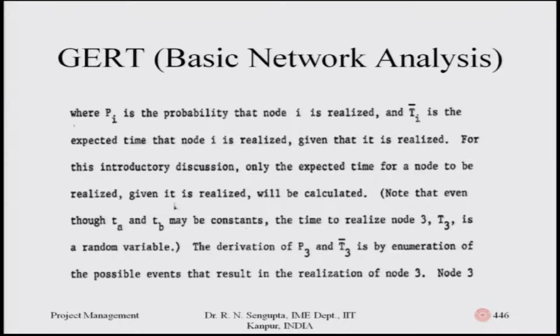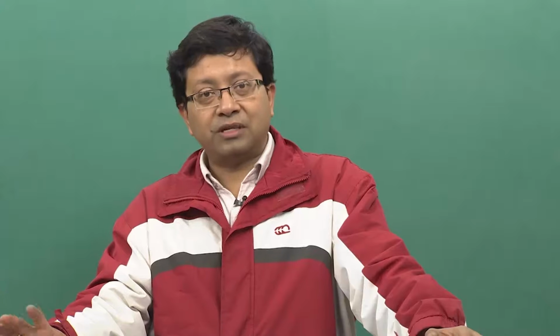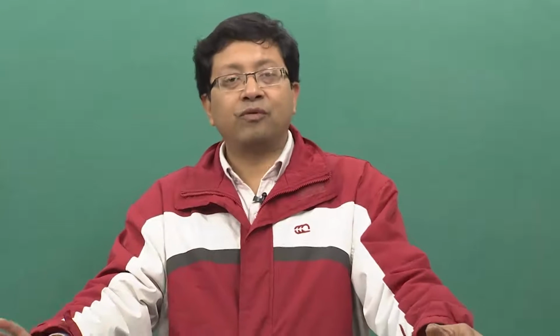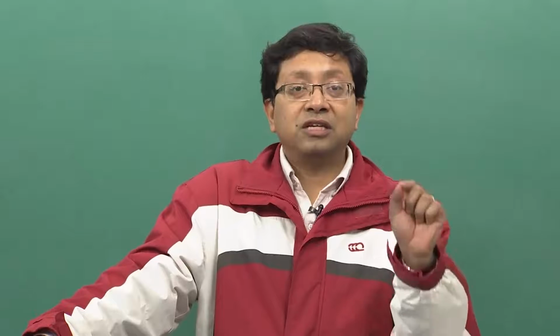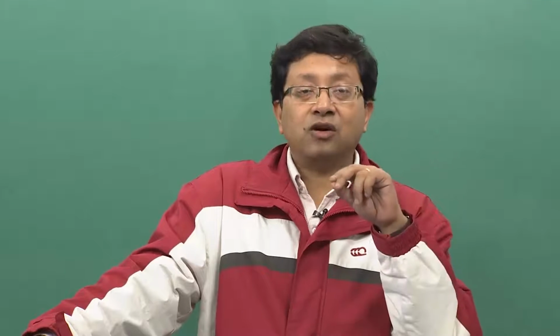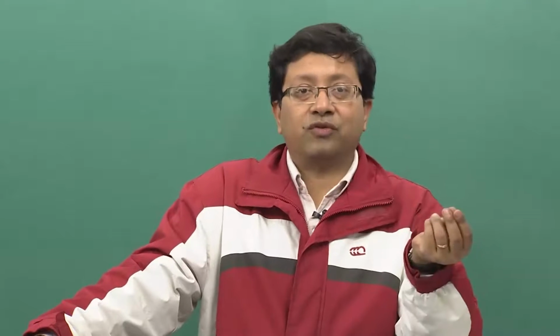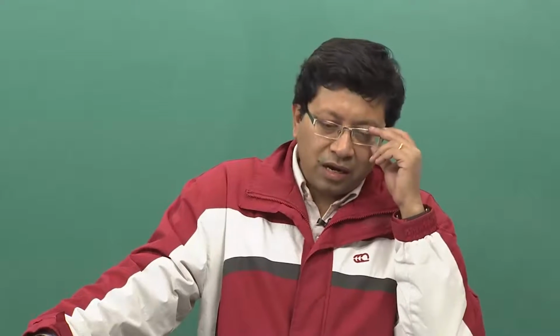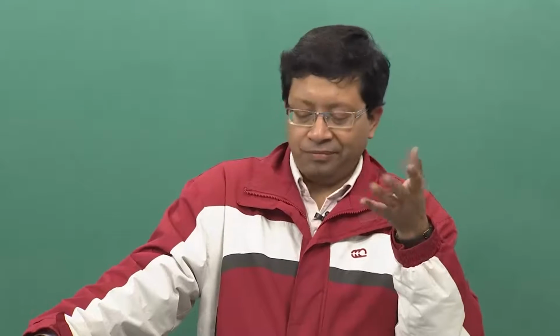Now coming back to the statement, small t suffix a and small t suffix b may be constant, but the time to realize node 3, which is capital T3, is a random variable, because these times which are given are on an average. When we try to find it out, this T bar 3 would be the average of the realized values for the random variable. So, let me try to simplify that.